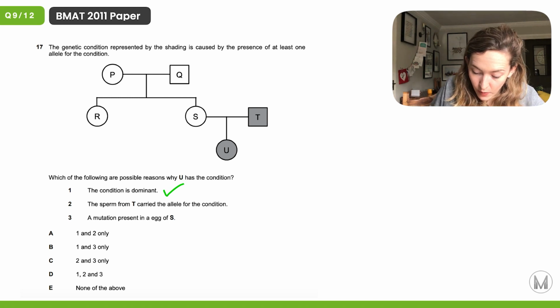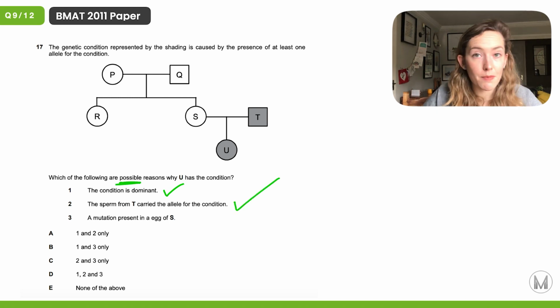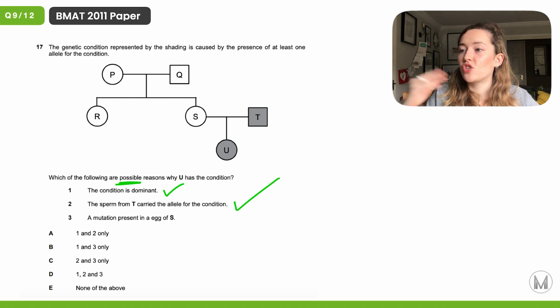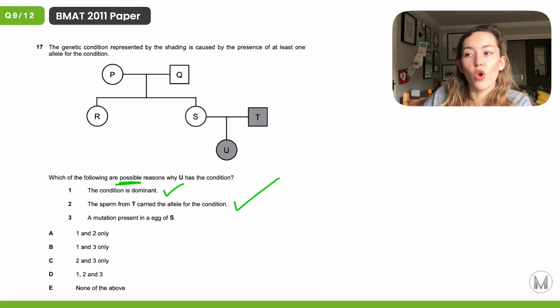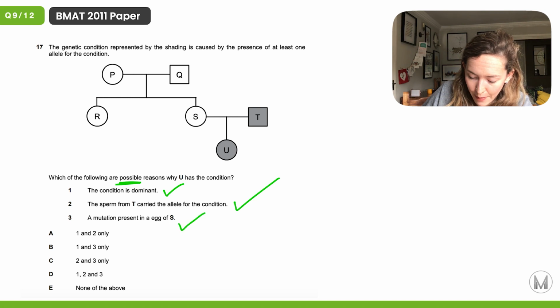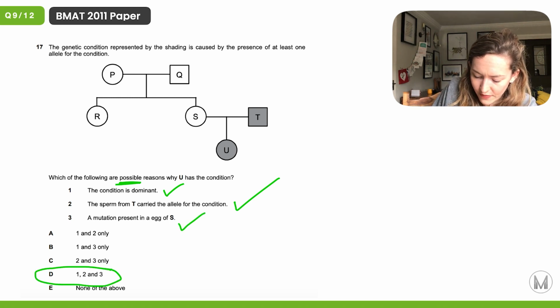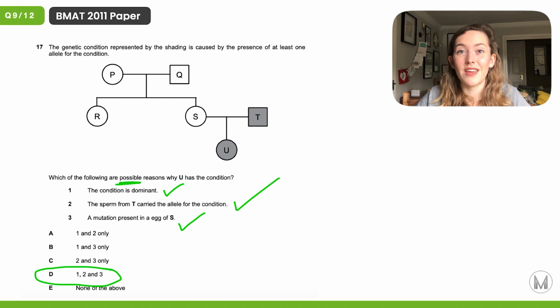So, which of the following are possible reasons? Yes, that could be a possible reason. And then finally, 3, a mutation present in an egg of S. So statement 3 does not contradict statement 2. Okay, so it suggests that in the female egg, a mutation can cause a change in the base sequence, of course, resulting in changes within one of those alleles. So the previously non-functional allele may now code for the condition after the mutation. So that could have happened. So we can see that all 3 of these are a possibility. So the answer is D.